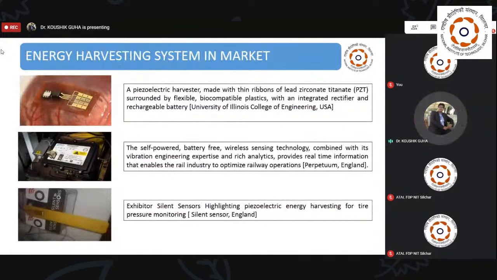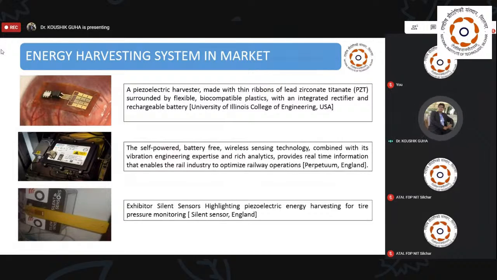Among energy harvesting systems in the market, there is the piezoelectric harvester made with ribbons and PZT, a biocompatible plastic with an integrated rectifier and rechargeable battery. The University of Illinois is working a lot on this.